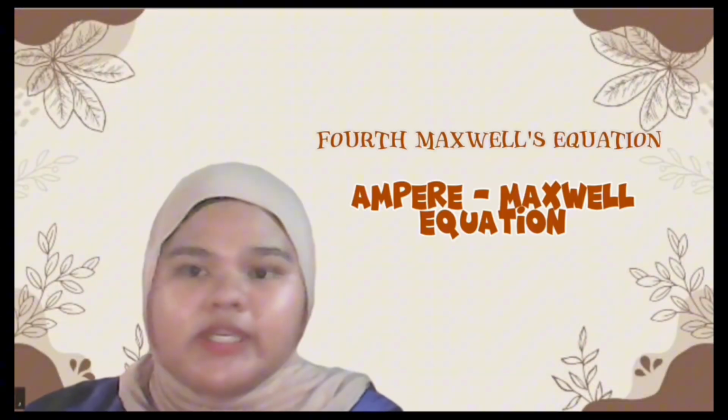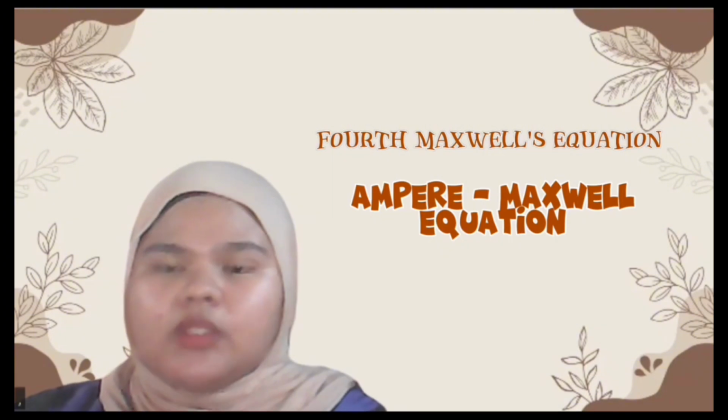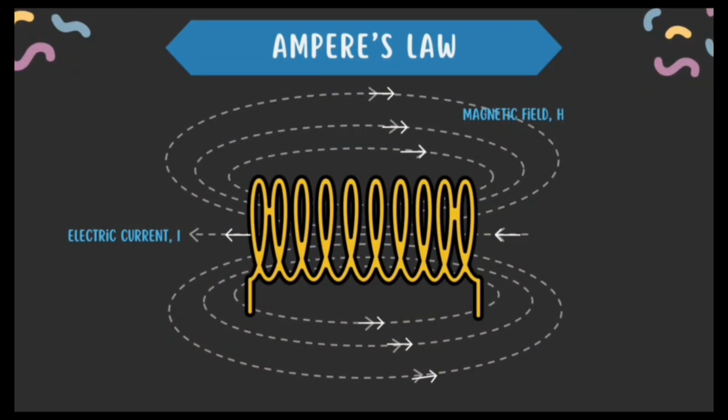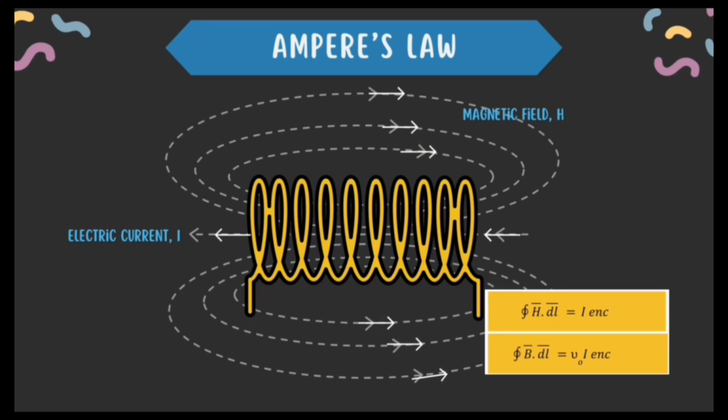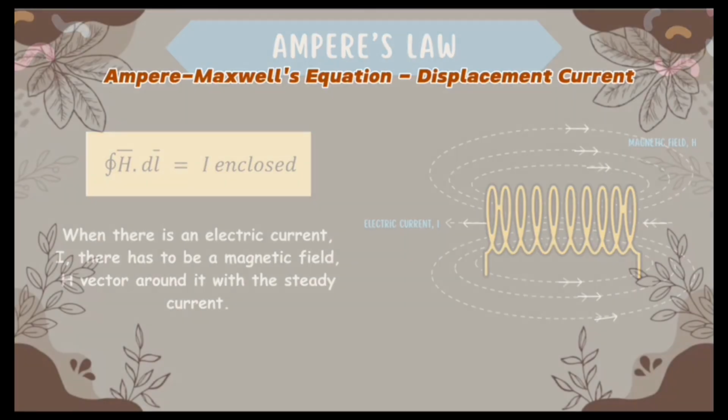Ampere-Maxwell equation is based on Ampere's circuit law. To understand more about this equation, we need to understand Ampere's circuit law first. Ampere's law states that the magnetic field created by an electric current is proportional to the size of the electric current, with a constant of proportionality equal to the permeability of free space. Stationary charges produce electric fields and moving charges produce a magnetic field. If there is an electric current, there has to be a magnetic field vector around it with a steady current.